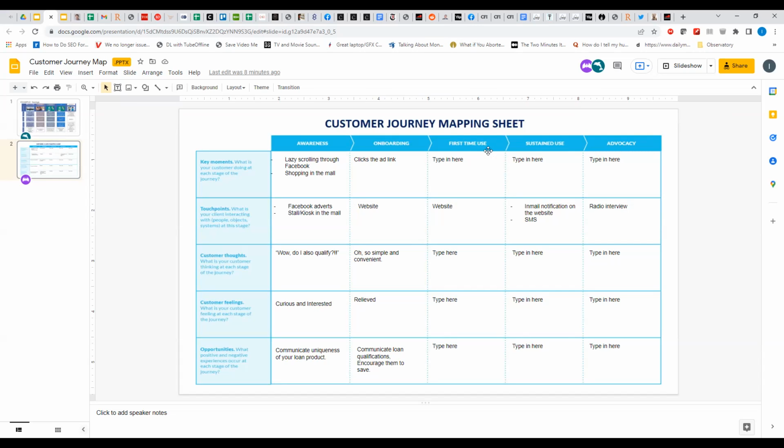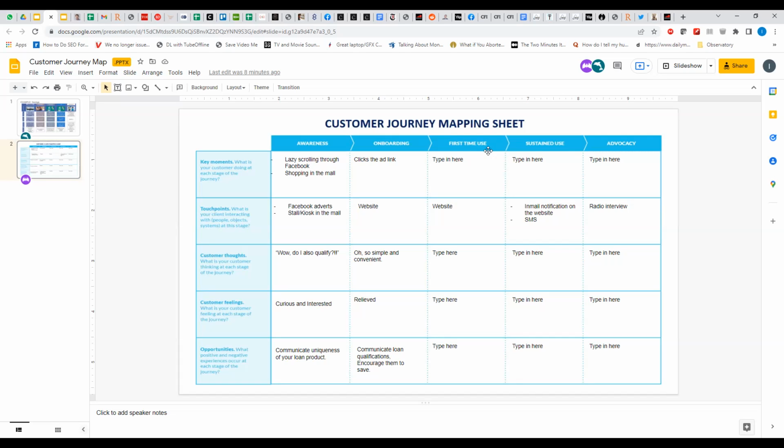So the opportunity at that moment is that we will be able to communicate the uniqueness of our loan product to the clients. That can be done through that Facebook advert, or at the store or the kiosk. We'll be able to explain that.